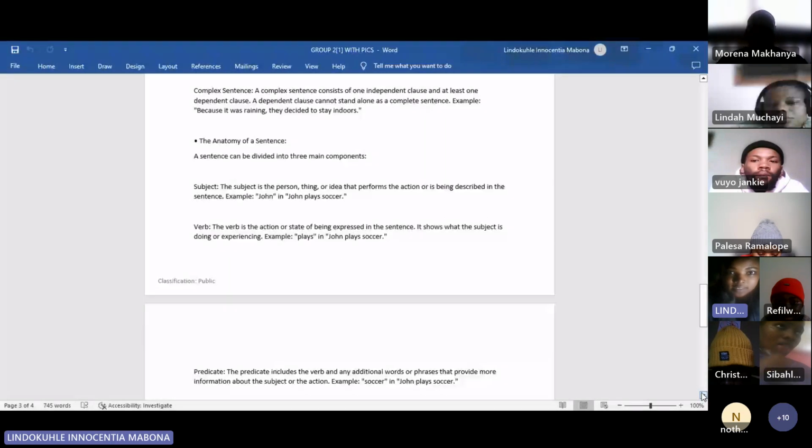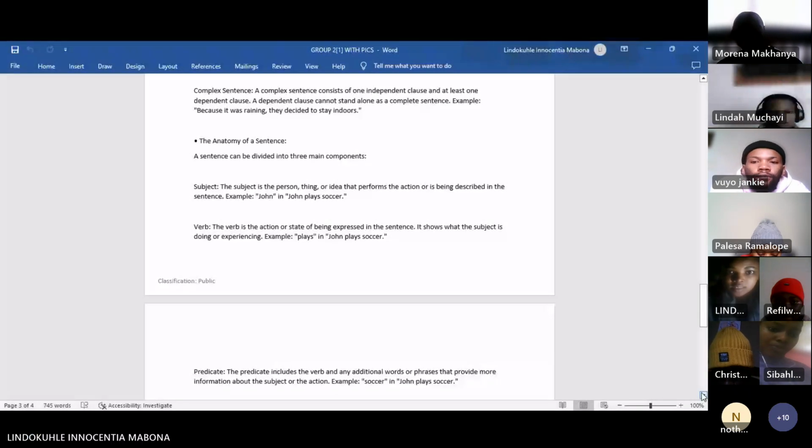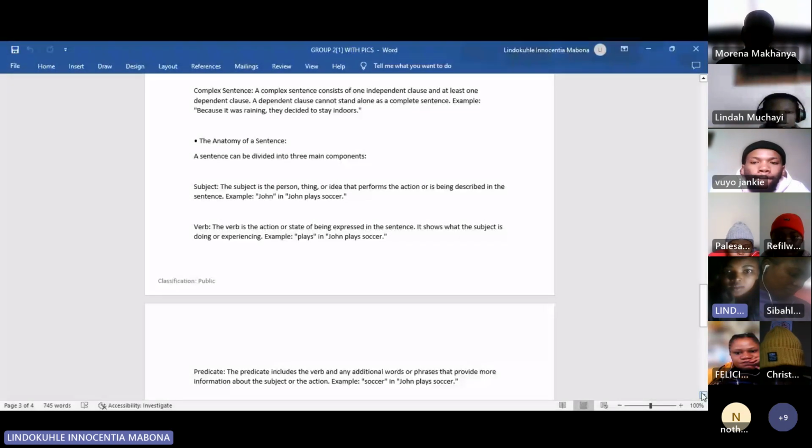Anatomy of a sentence. A sentence can be divided into three main components. The first one is subject. The subject is the person, thing, or idea that performs the action being described in a sentence. For an example, John plays soccer.